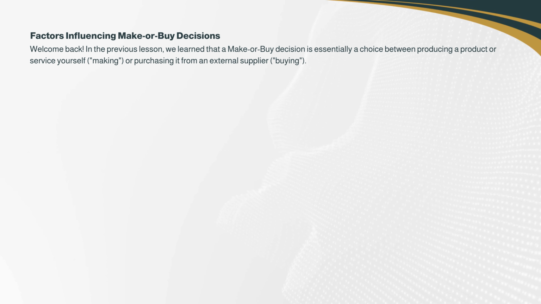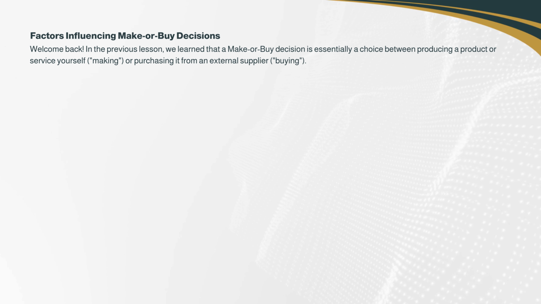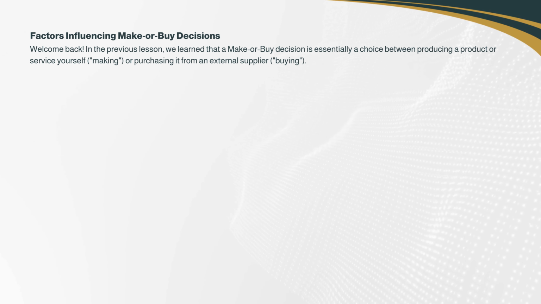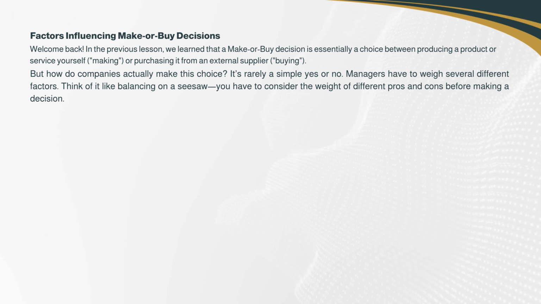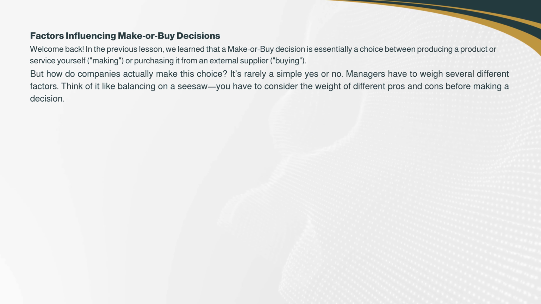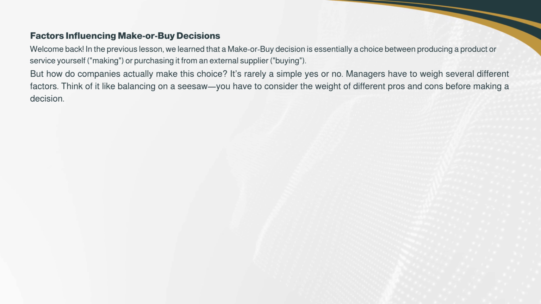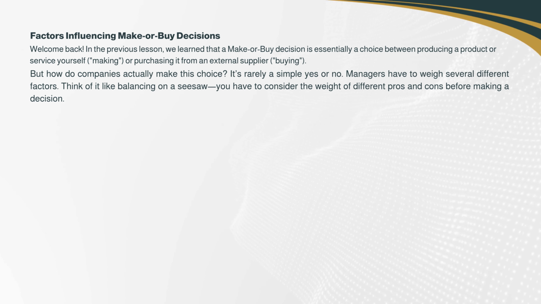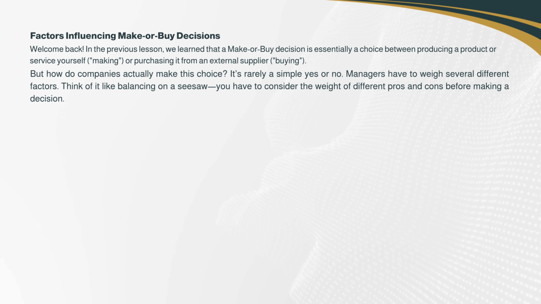Welcome back. In the previous lesson, we learned that a make or buy decision is essentially a choice between producing a product or service yourself, making, or purchasing it from an external supplier, buying. But how do companies actually make this choice? It's rarely a simple yes or no. Managers have to weigh several different factors. Think of it like balancing on a seesaw. You have to consider the weight of different pros and cons before making a decision.